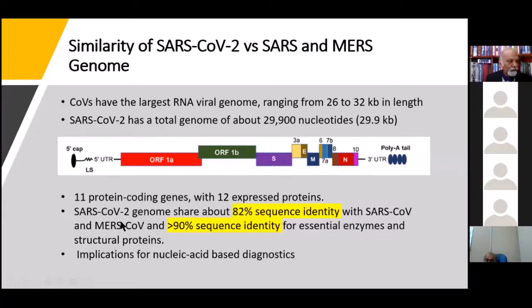So the SARS-CoV-2 genome shares about 82% sequence identity with the SARS-CoV and the MERS-CoV genome, and more than 90% sequence identity for the essential enzymes and the structural proteins. So the high level of sequence similarity between the SARS-CoV-2 genome and the other coronaviruses revealed a common pathogenesis mechanism among these coronaviruses. In addition, it also has important implications for designing nucleic acid-based diagnostics.